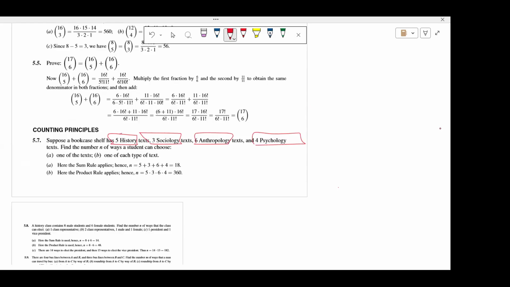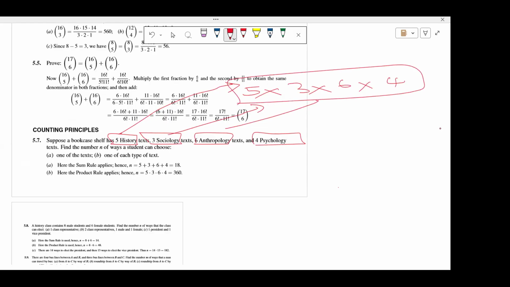Now tell me, how many ways can the student select from the history books? 5 ways. From the sociology books, 3 ways, multiplied by 6 ways, multiplied by 4 ways. This is the number of ways he can select these books. So 5 into 3 is 15, 6 into 4 is 24. Altogether, 360 ways he can select the books.